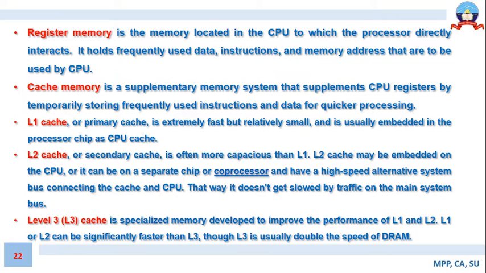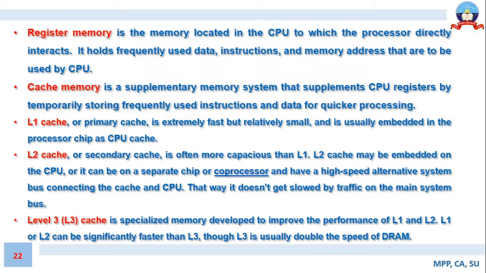So L3 cache is an off-board memory that is used in order to supplement L1 and L2 cache, in order to enhance their performance. So this is what CPU register is. CPU register is a memory that is in direct contact with the CPU, the central processing unit. It stores frequently used instructions and data, and in fact it is the only memory to which the CPU is connected.